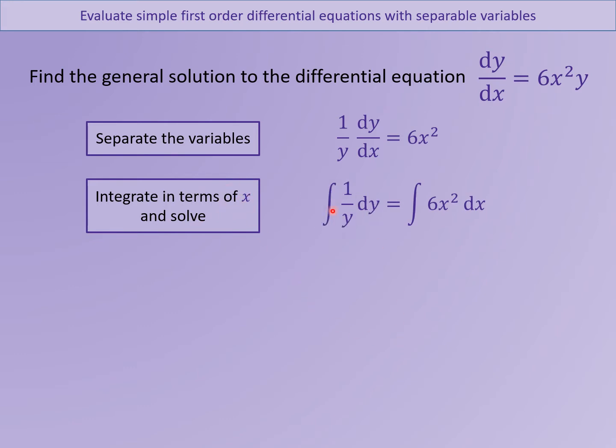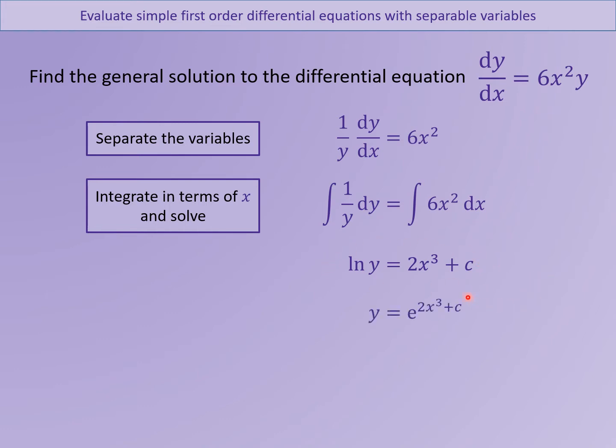So what do we get? We get 1 over y dy there, 6x squared dx, and then from there we can integrate that. And don't forget to put the plus c. It's absolutely vital, because without that plus c you have not got a general solution. You will have a particular solution. So in this case we've got our general solution sorted.